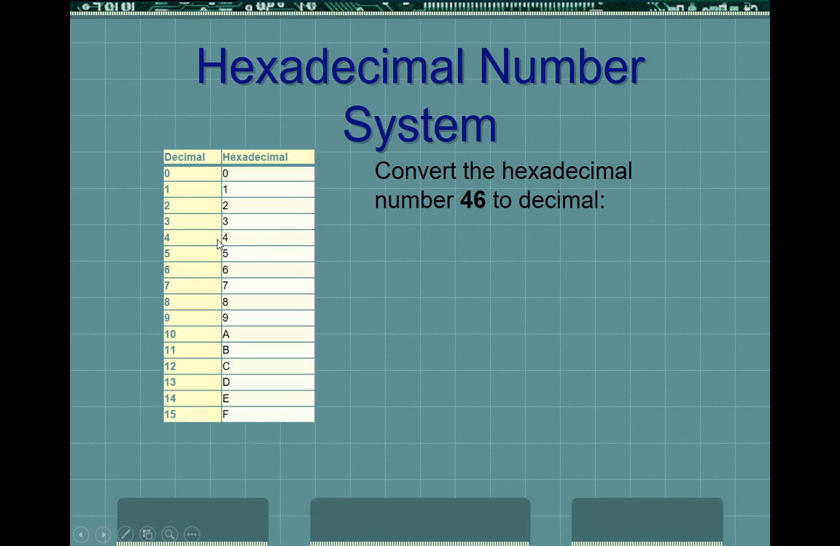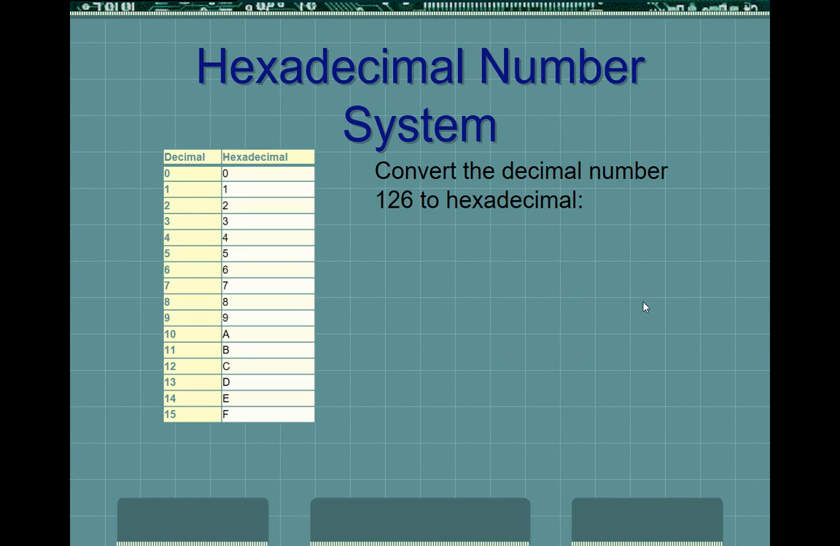So a 4 is a 4, right? And a 6 is a 6, getting that off of the chart over here. And then we're going to multiply the 4 by 16, and the 6 times 1 tells us that the hexadecimal number 46 is actually 70 in our regular numbering system.